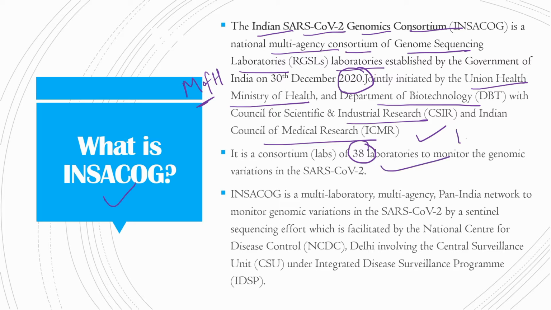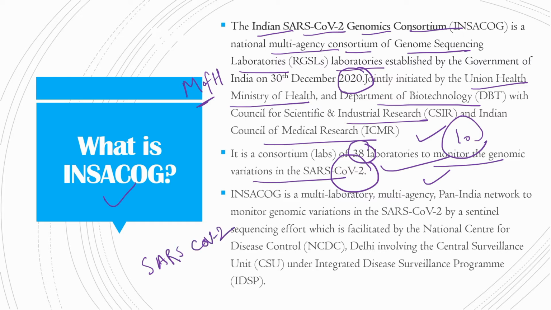Initially जब ये स्टार्ट हुई थी तब इसमें 10 laboratories थी only. Now there are 38 laboratories, and again this is just to monitor the genomic variations of SARS-CoV-2. अगर आपको नहीं पता है तो मैं बता दूं, तो SARS-CoV-2 is nothing but the virus which causes coronavirus disease. तो जो डिजीज है उसका नाम है COVID-19, बट जो वायरस है उसका नाम है SARS-CoV-2.